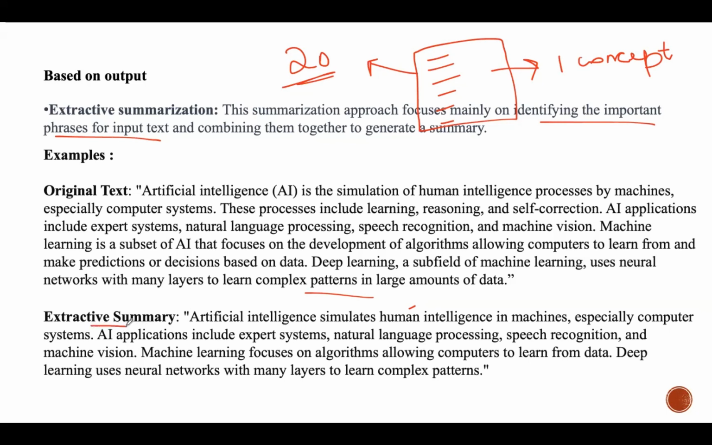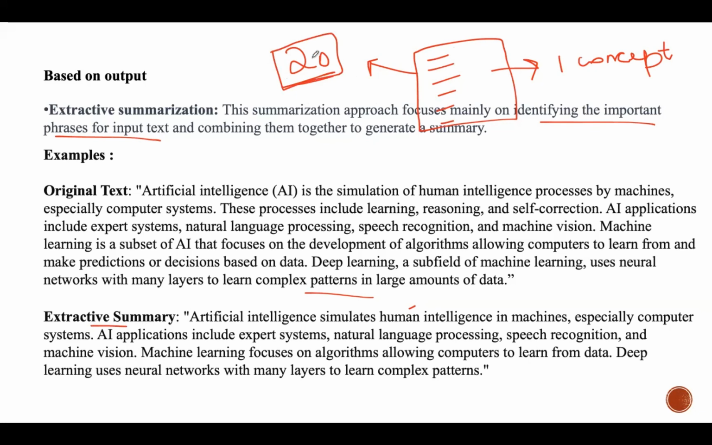So what is extractive summary? Extracting important phrases from the input text. So we are extracting 20 important phrases from the document which has 30 sentences. And after that, combining everything together in order to generate the summary.